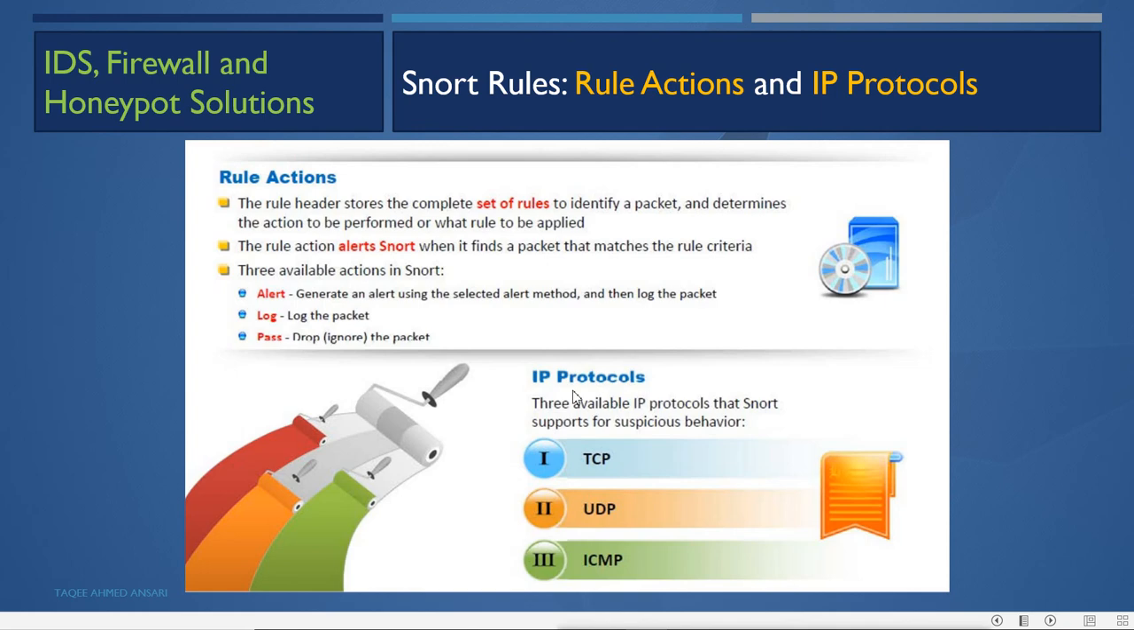Then IP protocols. There are three available protocols that Snort supports for suspicious behavior: TCP, UDP and ICMP. And these are the three protocols which are used for all kinds of transmission. So basically it supports all these three protocols.